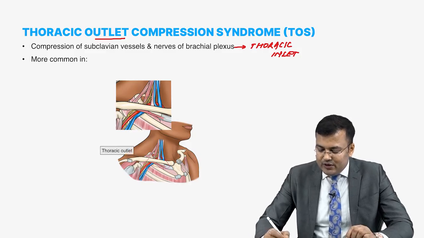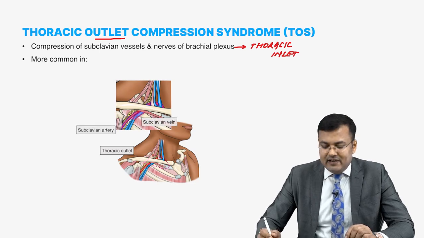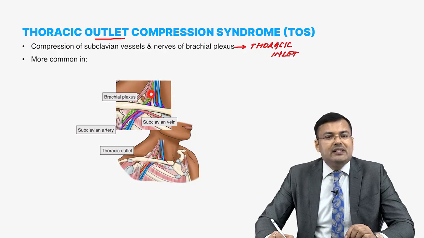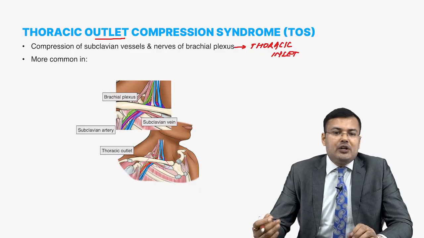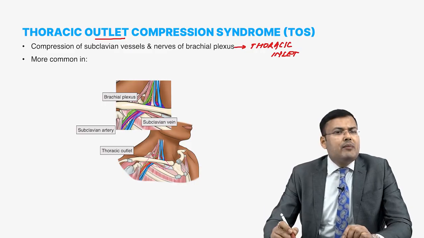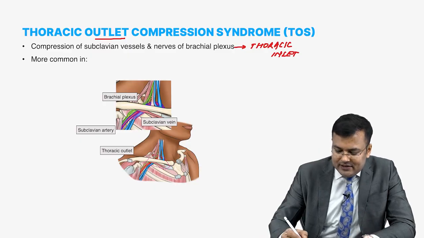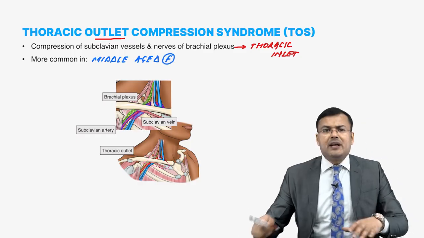So what happens here? You can notice that this is subclavian vein. You can see this red colored subclavian artery, and this is brachial plexus, yellow colored. So these are the nerves of brachial plexus. At thoracic inlet, there is compression of subclavian vessels and nerves of brachial plexus. Next, is it more common in males or females? Females. And in what kind of females? Middle-aged females. Now see the types.